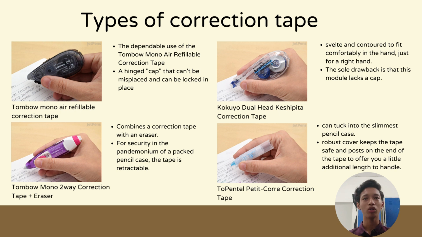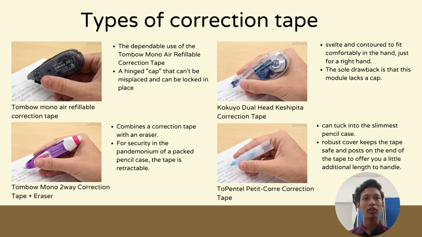Second, Tombow Mono two-way correction tape plus eraser. The characteristic is that the Tombow Mono two-way combines correction tape with an eraser to create a convenient combination for students who switch between pencil and ink. Second, for security in the development of the pencil case, the tape is retractable.